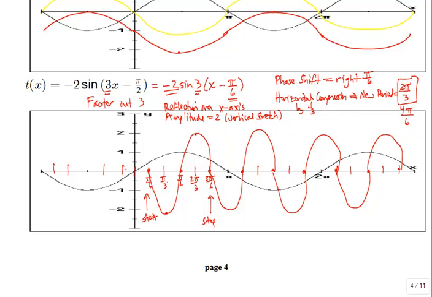So if I go over 2, go over 2, over 2, and so on. So there's my new graph. Quite complicated, but start with that phase shift to know where to start. Find out what your period is so you know where to stop, and then based on your reflections and your amplitude, that'll tell you how high and how low to go.